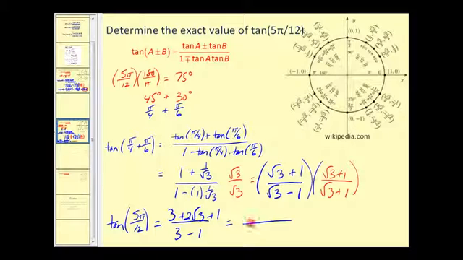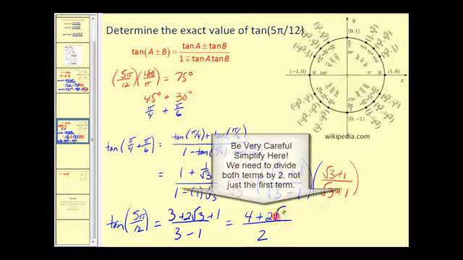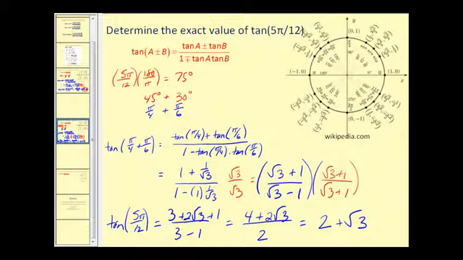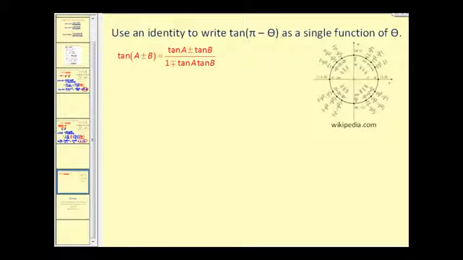So continuing to simplify, we have 2 in the denominator. We have 4 plus 2 square root 3. And again, this simplifies nicely. 4 divided by 2 is 2. 2 square root 3 divided by 2 is square root 3. So again, a lot of work algebraically, but we have found the exact value of tangent 5 pi divided by 12. And I think there's one more question.